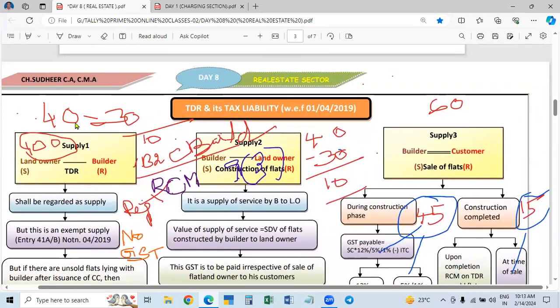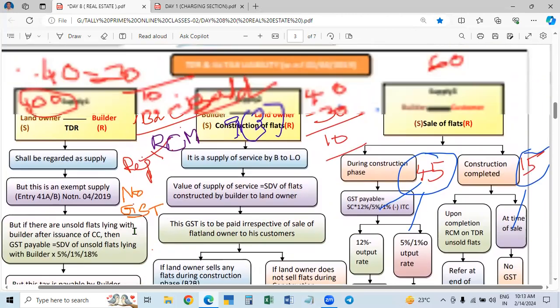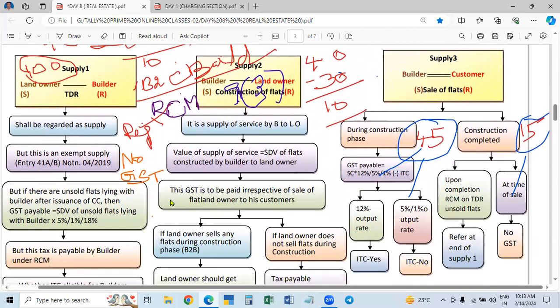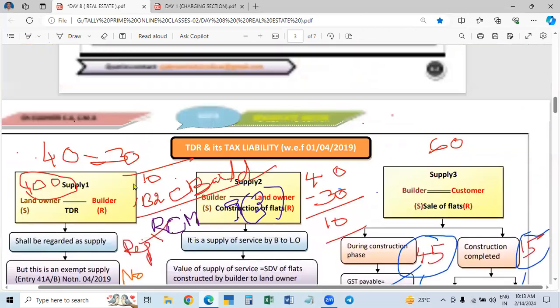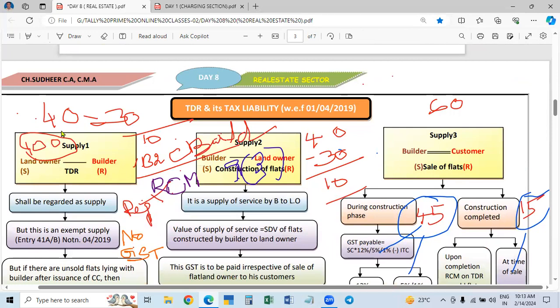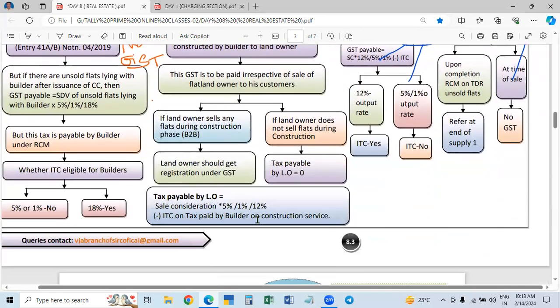In this case, the landowner, for example, sells 30 flats, each flat at 40 lakhs. So 30 flats he sells during the construction period, 10 flats he sells after construction. On the 10 flats sold after the construction, there is no tax liability at all. On the 30 flats sold during the construction period, he has to collect 1% or 5% or 12% from the customer on the total value, 30 flats into 40 lakhs into 1% or 5% or 12%.